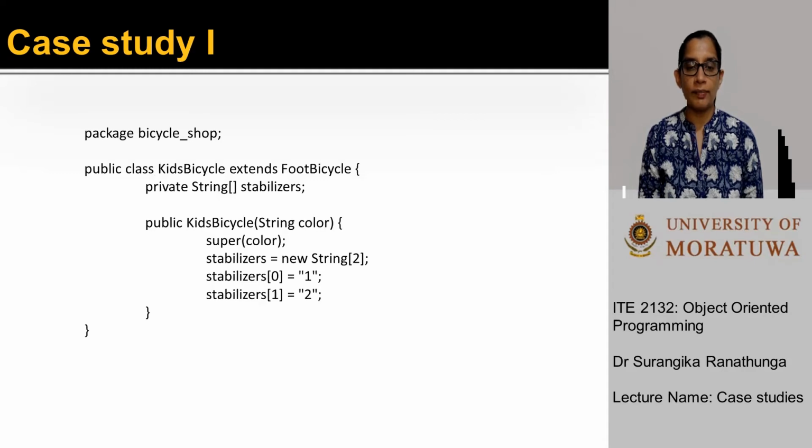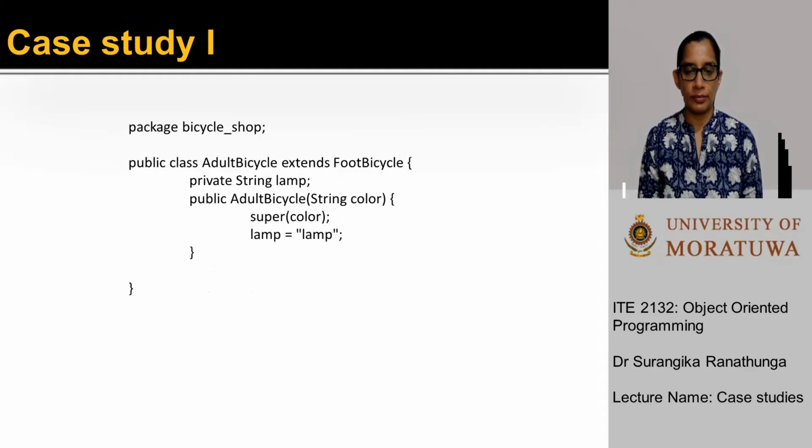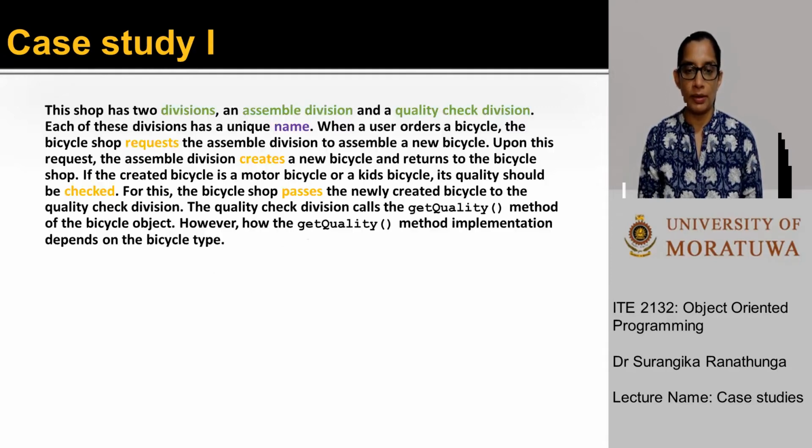Finally, here's the kids bicycle. Similar to the other class, it inherits the color property, and the value is set through the super keyword, and it has its own property, the array for the stabilizers. And then the adult bicycle, just like the kids bicycle, has to extend the foot bicycle. It has a lamp as its specific property.